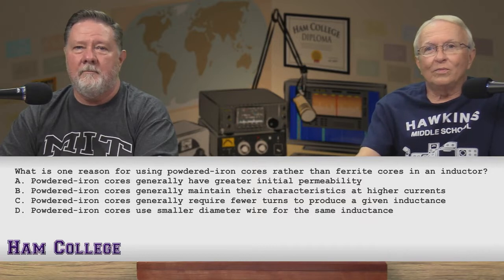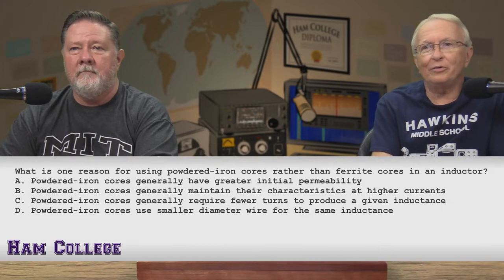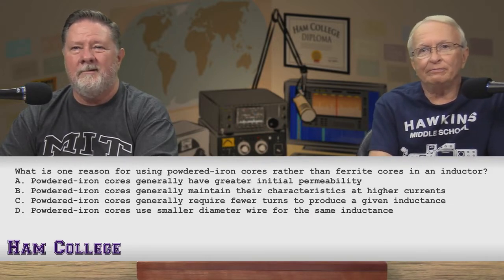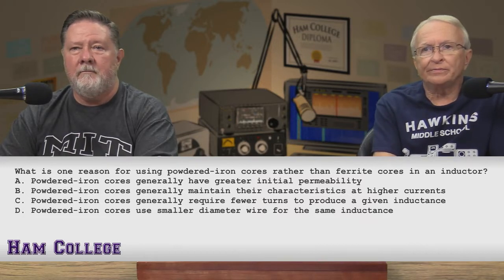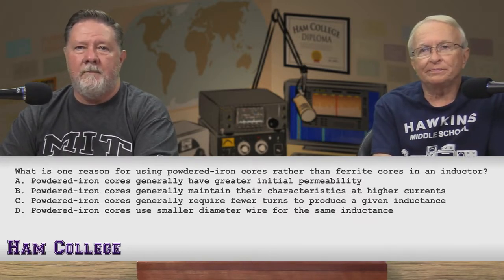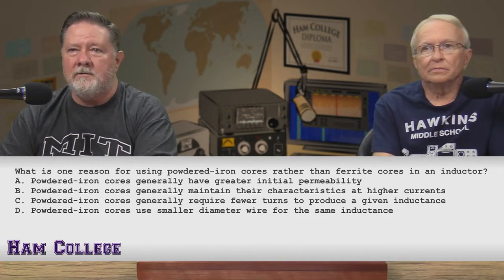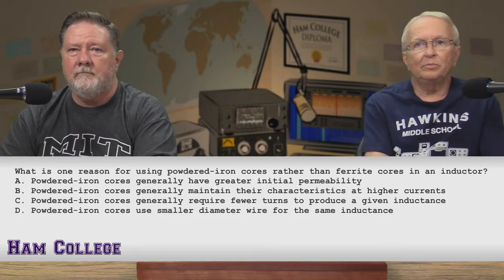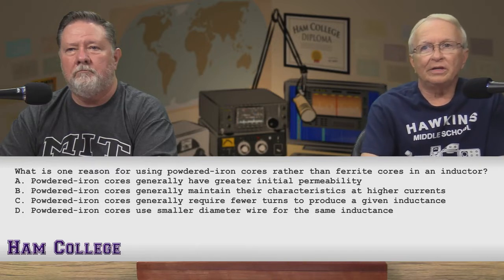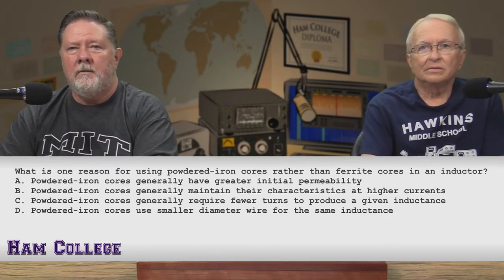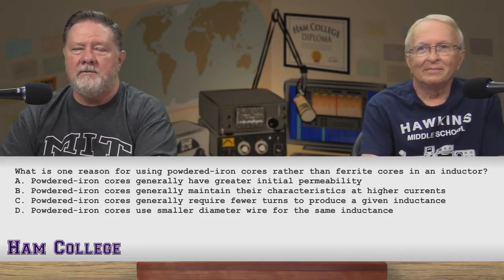What is one reason for powdered iron cores rather than ferrite cores in an inductor? A, powdered iron cores generally have greater initial permeability. B, powdered iron cores generally maintain their characteristics at higher currents. C, powdered iron cores generally require fewer turns to produce a given inductance. D, powdered iron cores use smaller diameter wire for the same inductance.